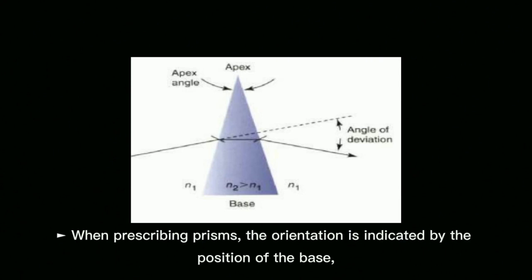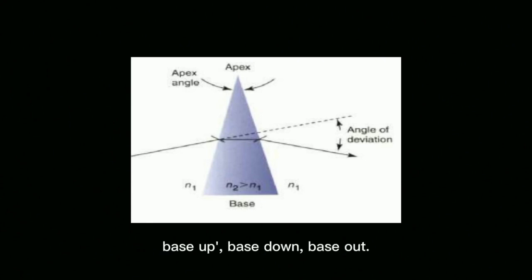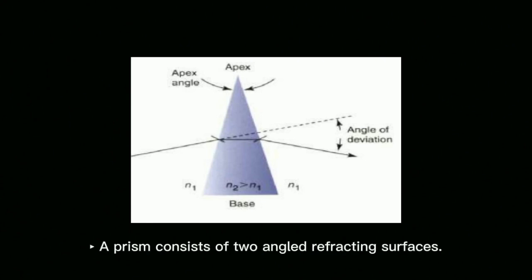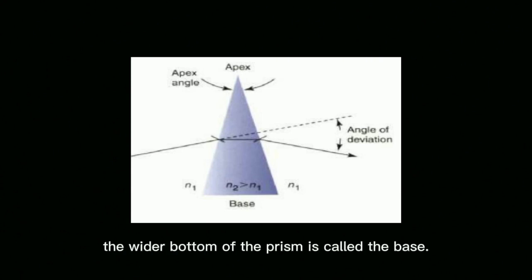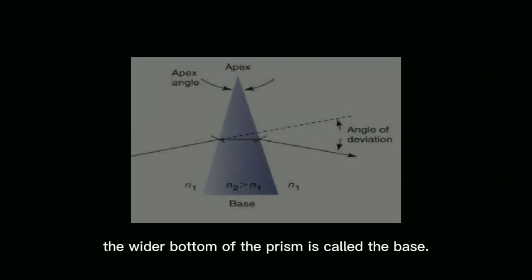When prescribing prisms, the orientation is indicated by the position of the base: base in, base up, base down, base out. A prism consists of two angled refracting surfaces. The simplest form of a prism is two flat surfaces that come together at an angle at the top. The point is called the apex of the prism. The wider bottom of the prism is called the base.